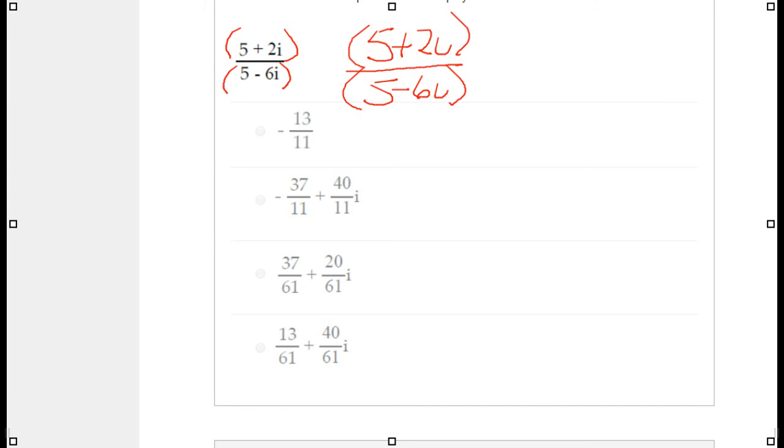So what is the conjugate? Well, we said the conjugate of anything is its opposite number, or I should say opposite sign. 5 plus 6i. Now we are allowed to multiply anything by 1, which is what this is over itself. So let's just do that.